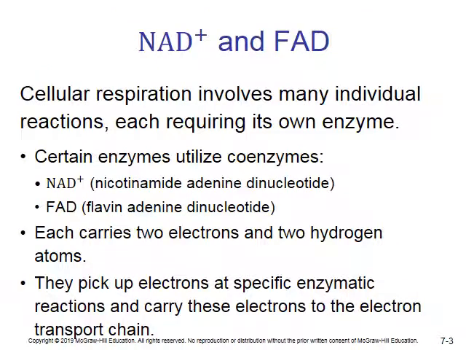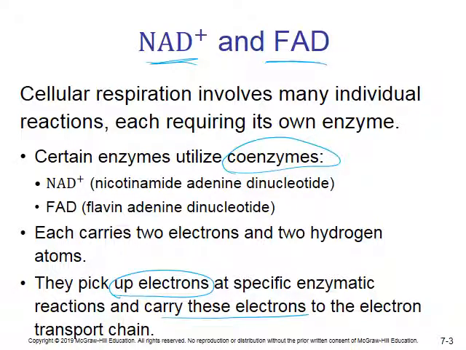Before we talk about the 4 steps of cellular respiration, we have to talk about these coenzymes, NAD plus and FAD. And they're going to pick up electrons, and they're going to carry those electrons to the electron transport chain. This is the 4th step in the process of cellular respiration. And here are the long names. I just call them NAD plus and FAD.